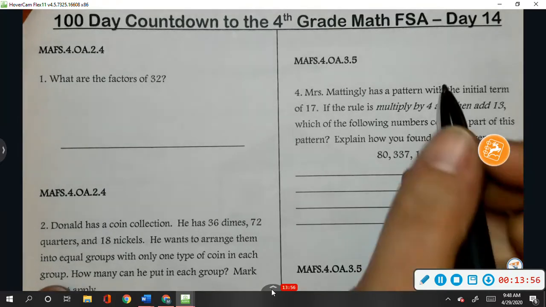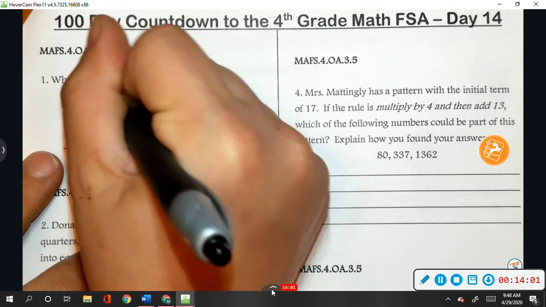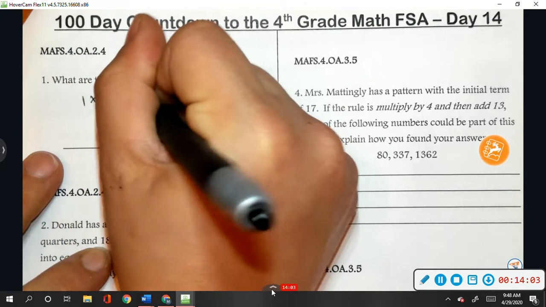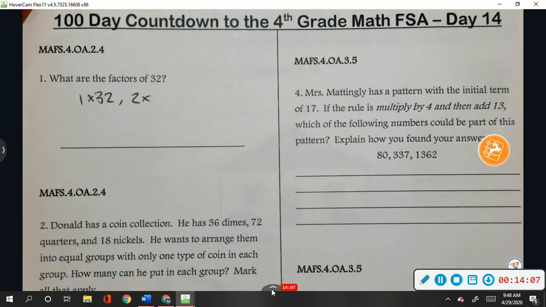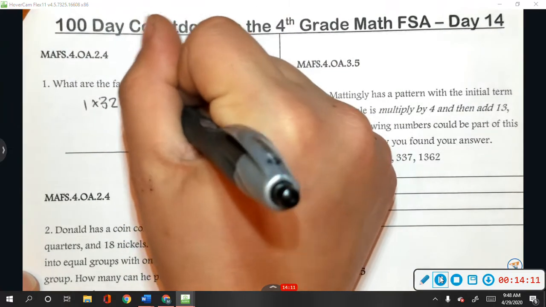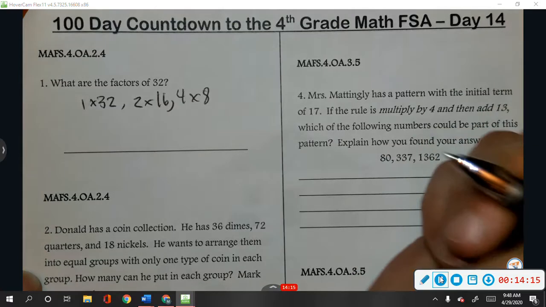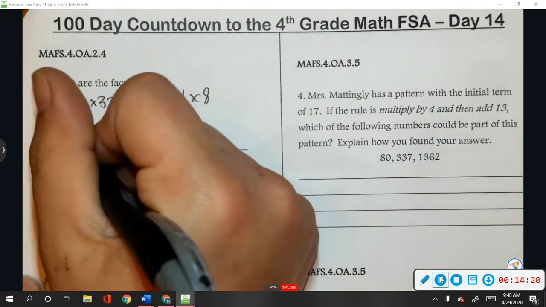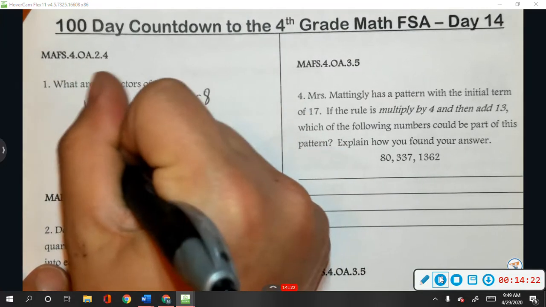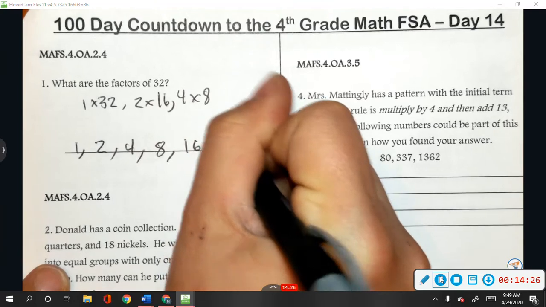Our day 14 countdown, the factors of 32. We have 1 times 32. We have 2 times, what would it be? Hang on. 2 times 16. And then 4 times 8. And I want to say that's it. So the factors of 32 are 1, 2, 4, 8, 16, and 32.